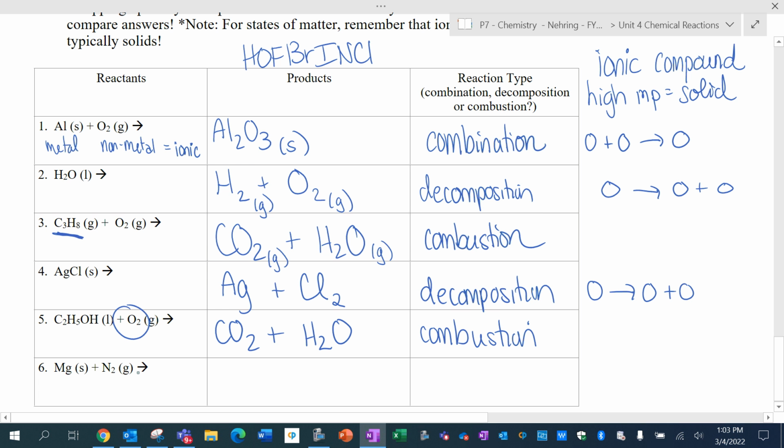And then for this last one, we've got two things combining. That looks like a combination reaction. Two things are combining. So when they combine, we want to consider the ion charges and do a little crisscross applesauce. So this becomes Mg3N2, because whatever number is here goes down there, and vice versa. And then I'm going to go back and erase these.